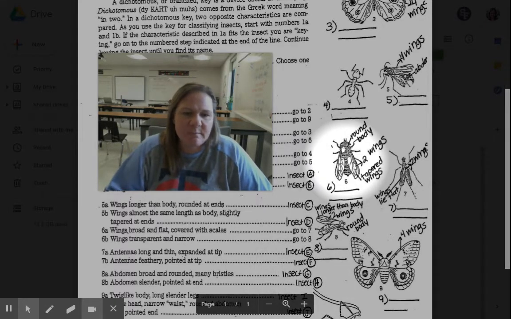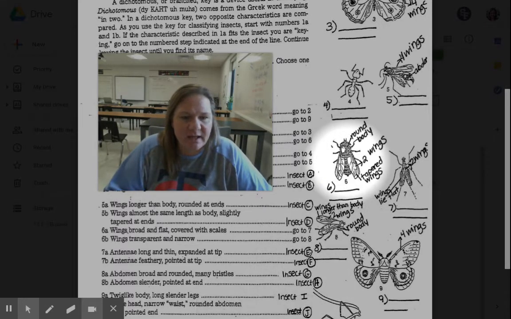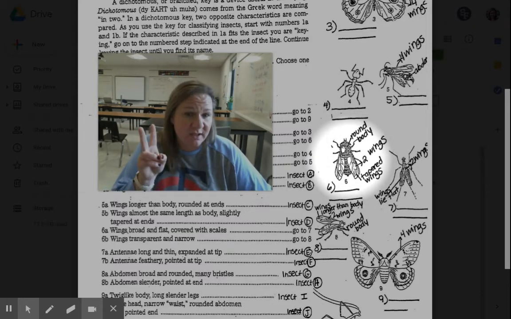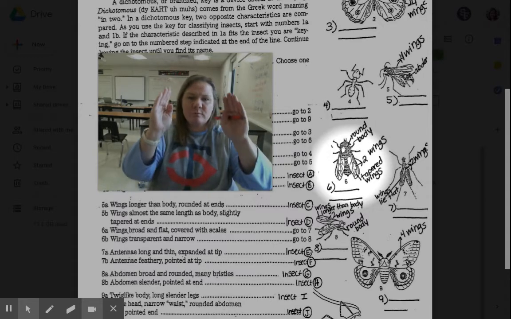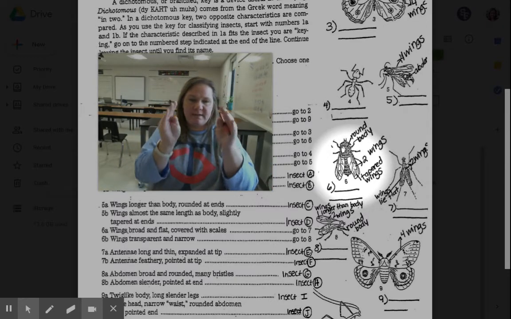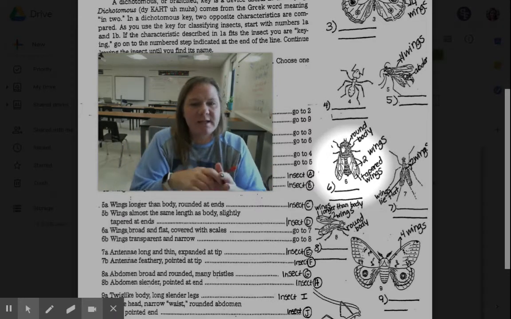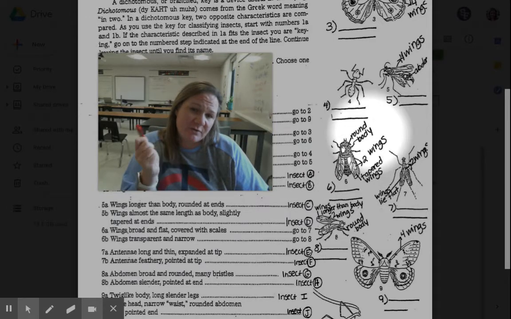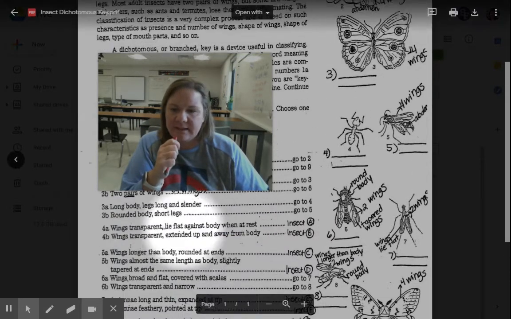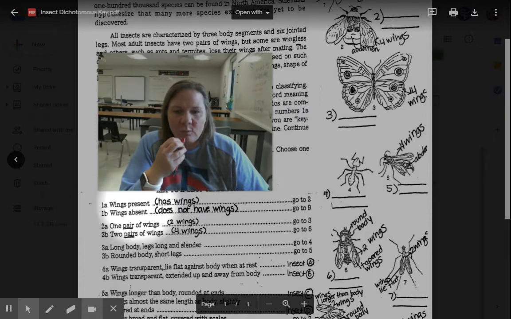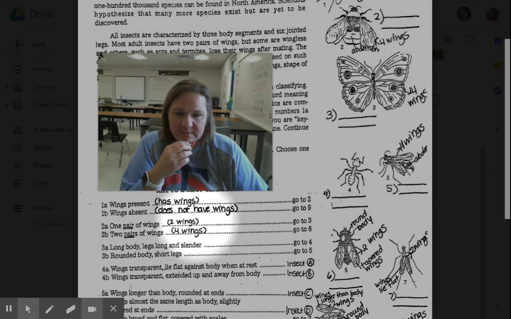Number 6, we have just a plain old housefly here. There's only 2 wings. All the flies just have 1 set of wings for 2 wings. Tapered means they kind of come to a gentle point at the end, so they do have tapered wings, and they have a round body. Those are some of the choices we're going to have to make in the key here. Number 1, wings are present, so we go to 2. It only has 1 pair of wings, so we go to step 3.